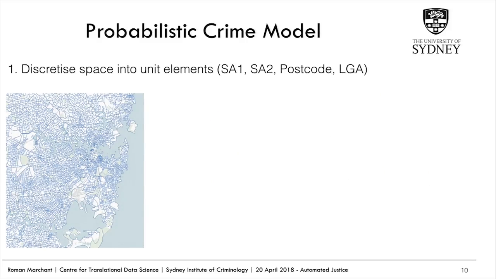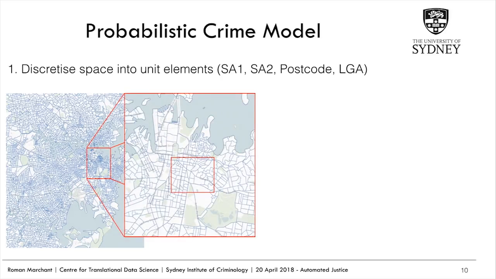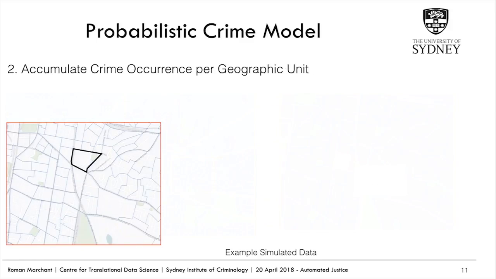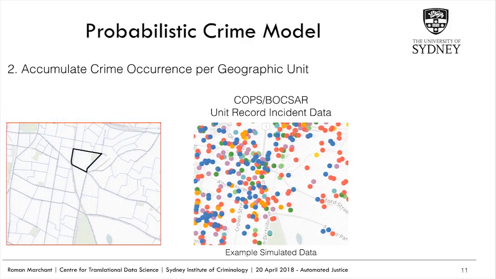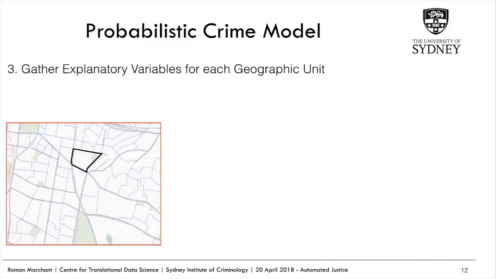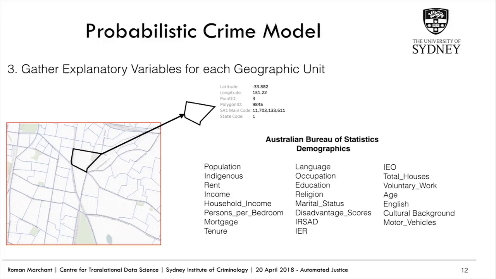Well, we start by discretizing the environment. In this case, we have postcodes in Australia, which are a couple of blocks big. And for each one of these, we have all the bounds and all the geographic information for them. And we've collaborated with the New South Wales Police Force, who give us all the data about all the crimes, the number of assaults, the number of robberies, the number of motor vehicle thefts, and we can include all the number of crimes in each one of these locations.